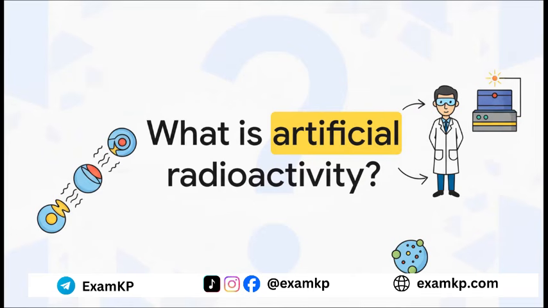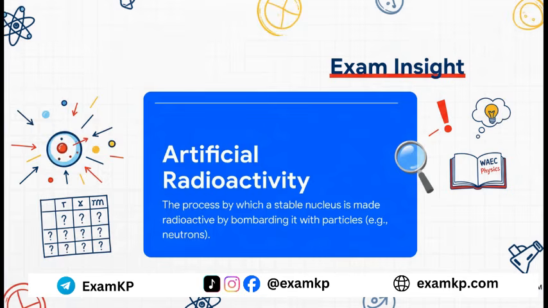The big clue here is the word artificial, right? That means it's not natural. It's something we make happen. So artificial radioactivity is just the process of taking a nice, stable nucleus and making it radioactive. And how do we do that? By smashing it with high-energy particles like neutrons. That's the definition you need to have locked in.